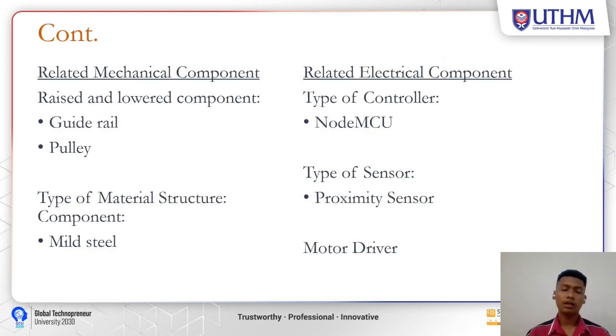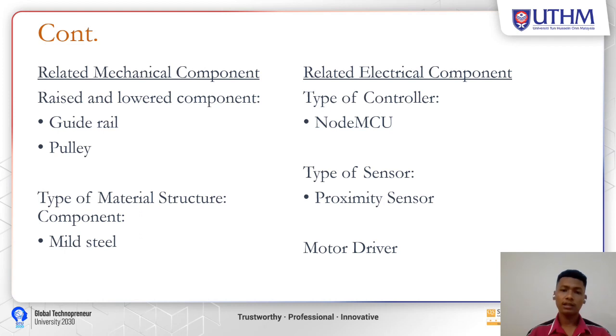Okay, for this part, I divide it into mechanical components and electrical components. In the mechanical components, we have the raise and lower component. For this component, I selected a guide rail for the linear movement of my prototype, and the pulley because I will use a pulley system. I use the pulley system because of the mechanical advantage of the pulley. Second is the type of structure material, which is steel.